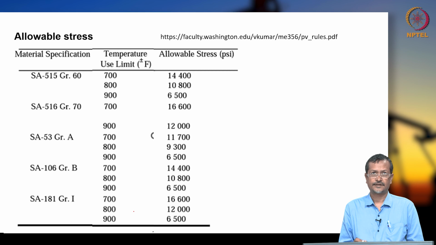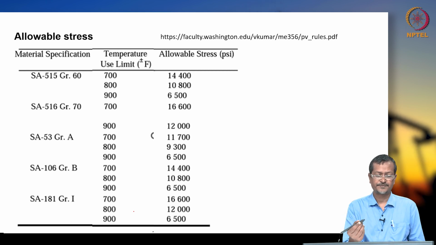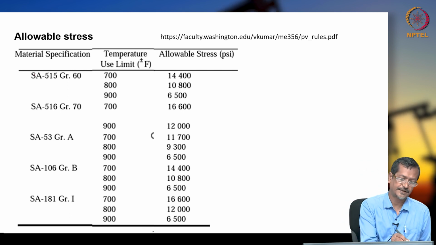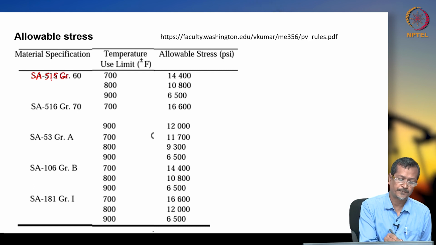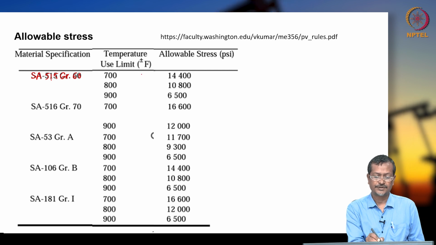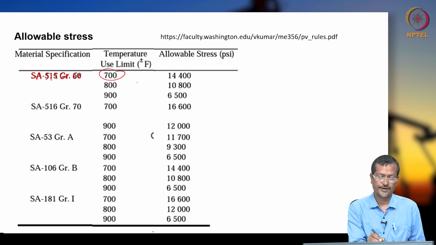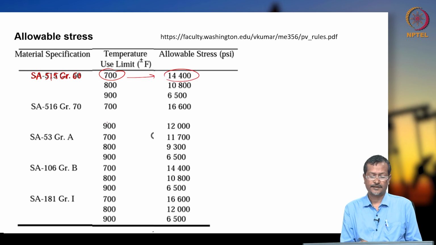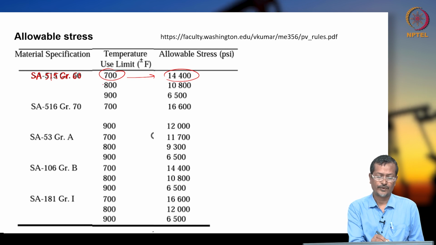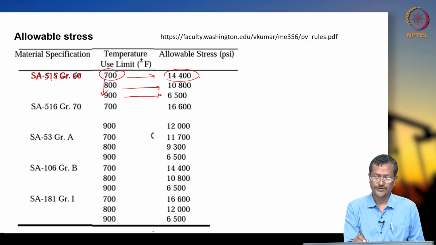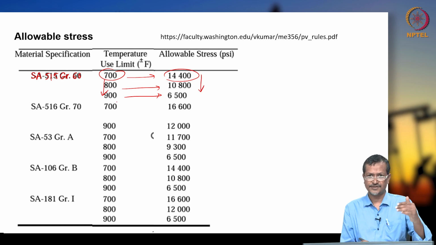Here you can see allowable stress. For material specification, you cannot say just steel or something; you have to give the material specification, SA515 Grade 60. The temperature limit is 700 degrees Fahrenheit, and allowable stress will be 14,400. If you change the temperature from 700 to 800 to 900, you see the allowable stress also changing. It is going down actually. As temperature increases, allowable stress goes down.